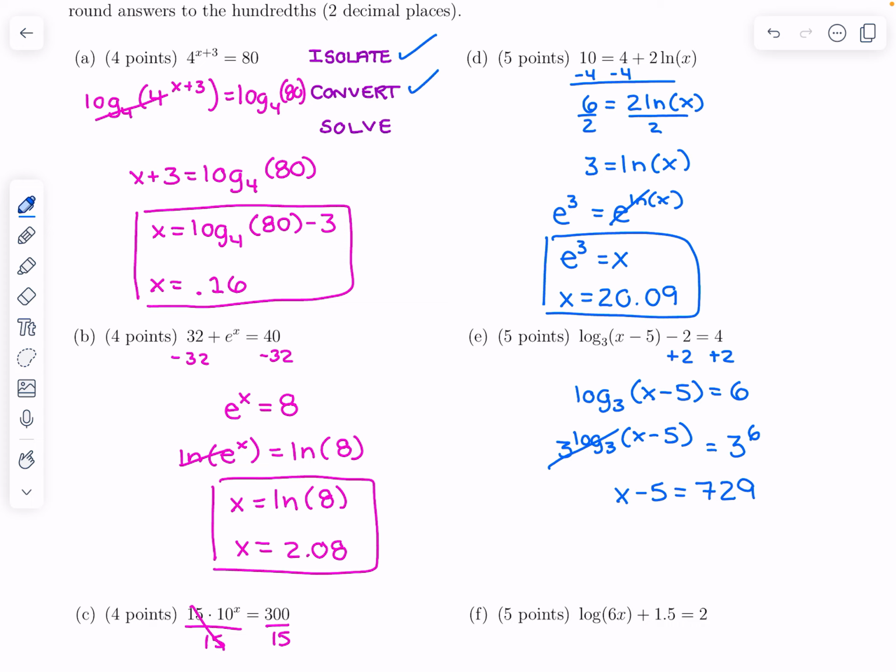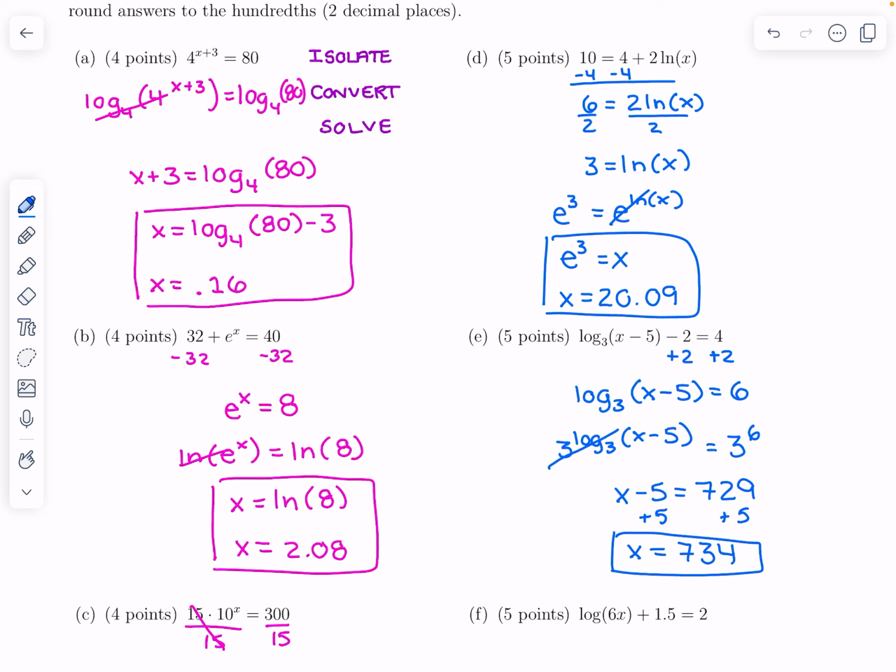I raised 3 to the 6th on that side on the right. And now my last step is to solve. So I need to get the x by itself. I'm going to add 5. X equals 729 plus 5 is 734. That is my exact and rounded answer. It's not a decimal. So we did our last step. We got x by itself. We solved. So I'm going to do those same 3 steps with the one below that.